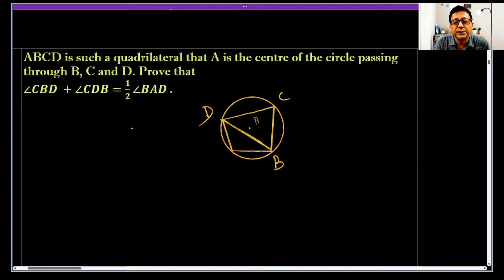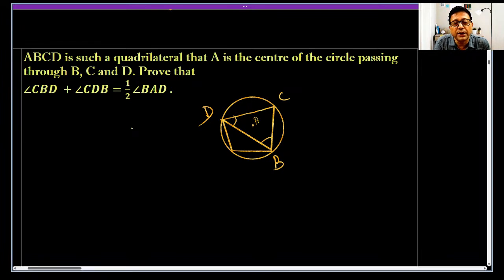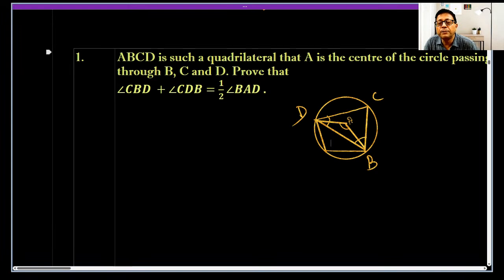CBD means it is just joined. CBD plus CDB equal to half of BAD. Not a difficult one, you can do it easily. The angle BAD is here. A is the center of the circle. You prove that CBD plus CDB equals half of BAD. How to start? ABCD is a cyclic quadrilateral, and these two angles are equal, it is given. Then you have to prove what?